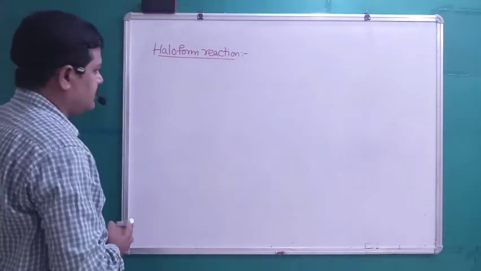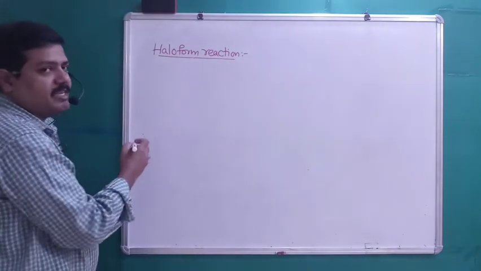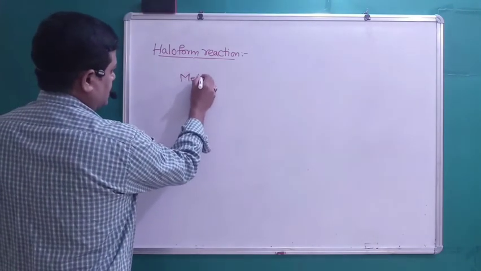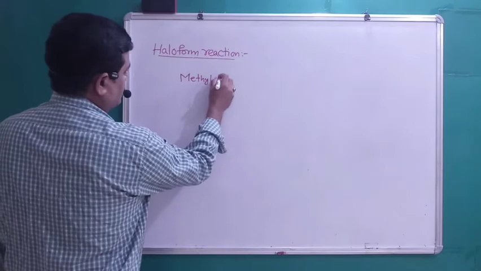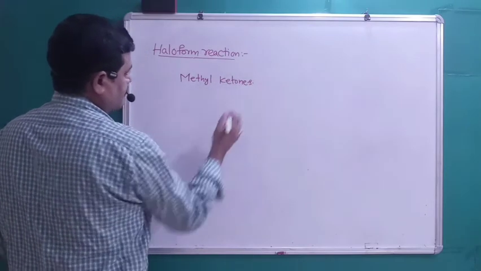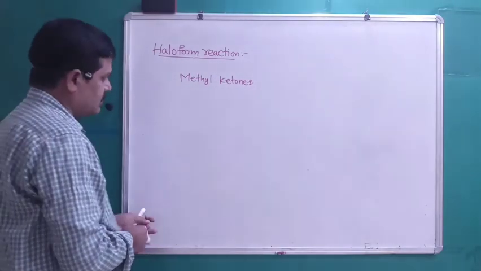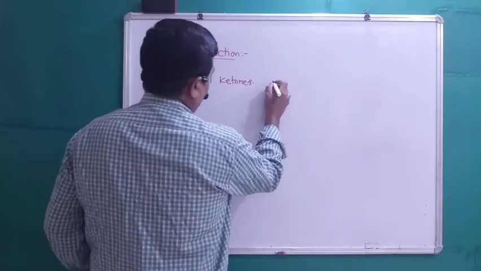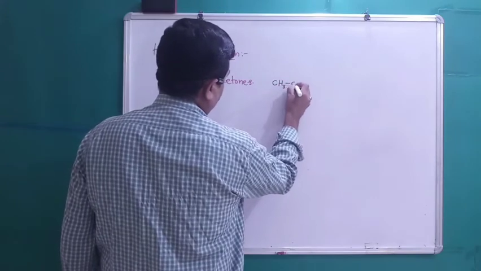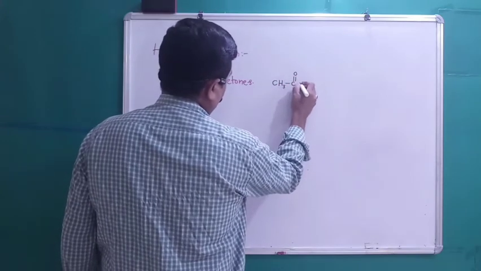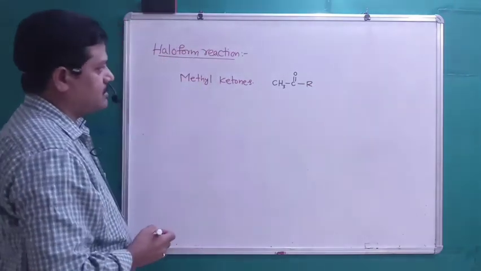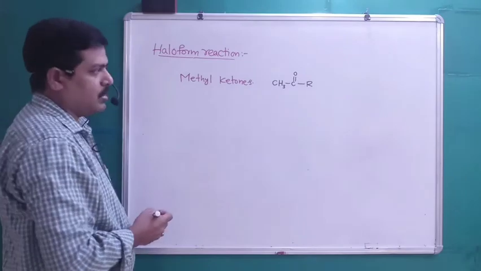Haloform reaction is given by methyl ketones. Methyl ketones will give haloform reaction generally. In methyl ketones, one side of the carbonyl carbon has a CH3 group. These are called methyl ketones: CH3-C=O-R.